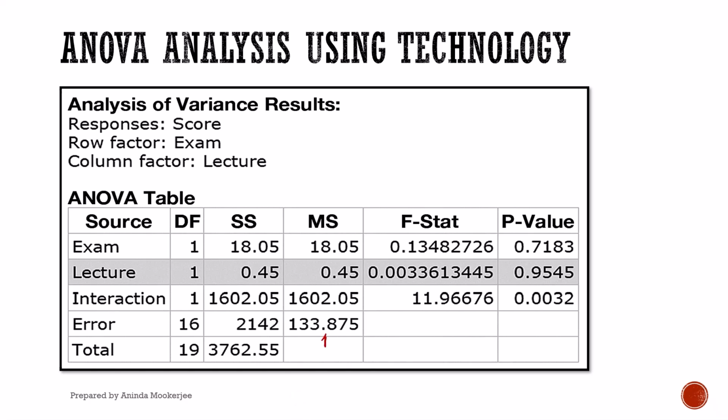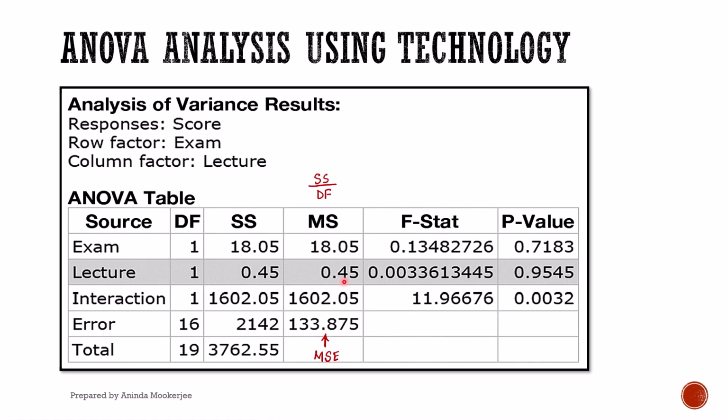This is MSE. Now the calculation for MS values is the SS divided by the respective DF values. So to find the MS of exam, you just take the SS value for exam, 18.05, divided by the corresponding degrees of freedom, which is 1. So 18.05 divided by 1 is 18.05, and that's why you see that value here.